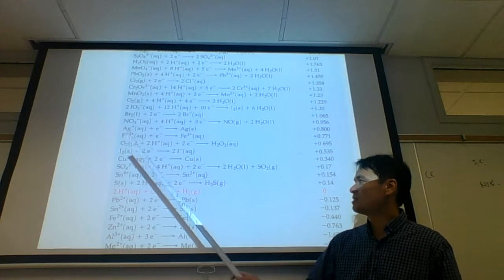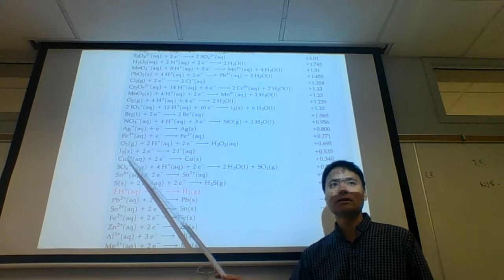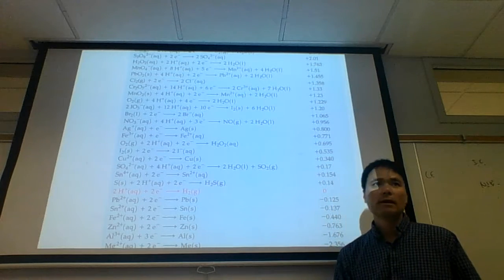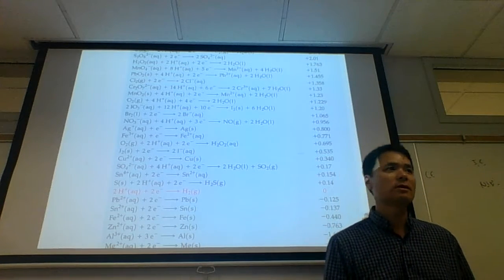Well, obviously one of these oxygens is more powerful, but how can one oxygen be more powerful than another oxygen? Aren't they just the same element, oxygen? And it's true, one oxygen is more powerful than the other oxygen. How is that possible?